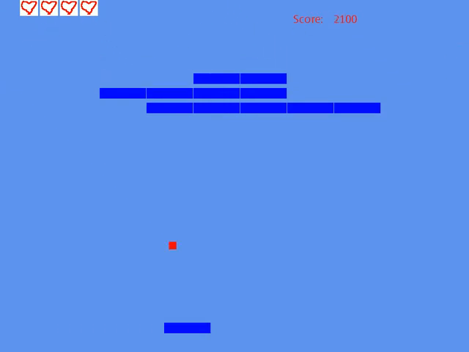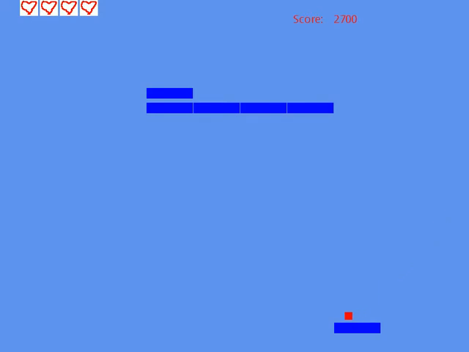Left and right, obviously, to move the paddle at the bottom, and well, I'm guessing you all know how Breakout works, so I don't need to explain that. But yeah, 100 points every time you get a brick, and the score goes up, and when you get all the bricks, you can move on to the next level, which is exactly the same as this level.